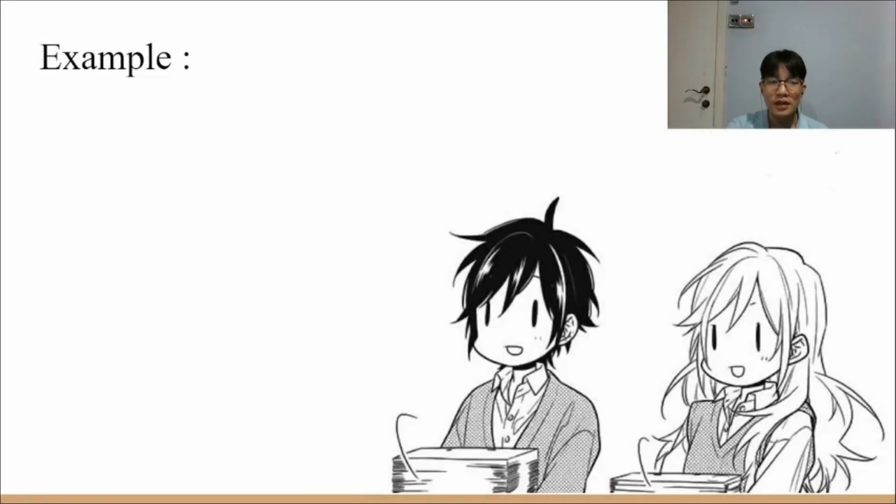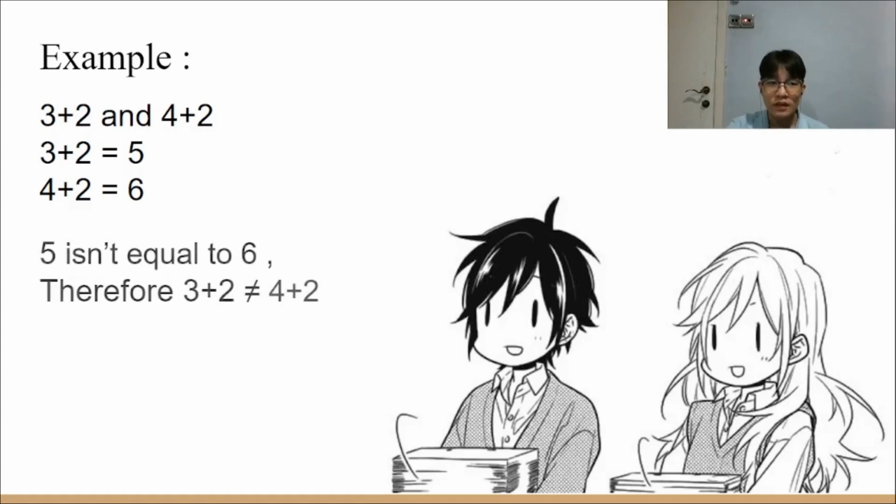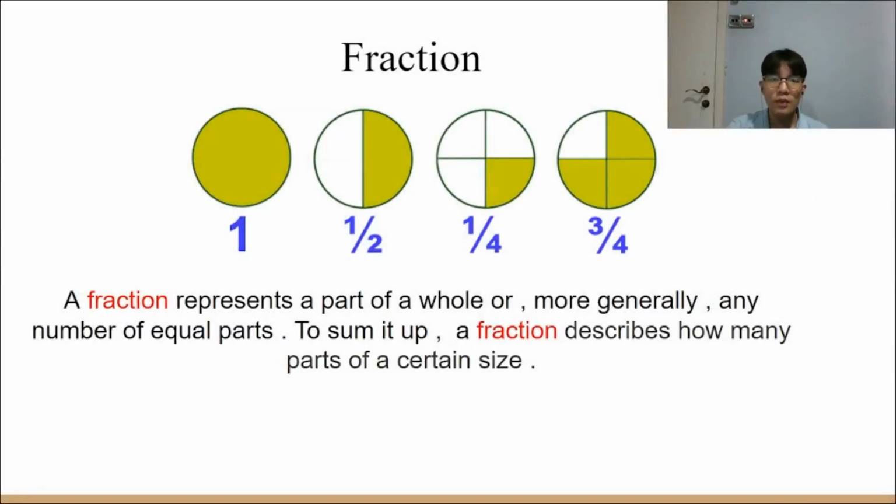I have an example here. 3 plus 2 and 4 plus 2. As we know, 3 plus 2 equals 5 and 4 plus 2 equals 6. 5 isn't equal to 6, therefore 3 plus 2 is not equal to 4 plus 2. Moving on, we have fraction. A fraction represents a part of a whole, or more generally, any number of equal parts. To sum it up, a fraction describes how many parts of a certain size.